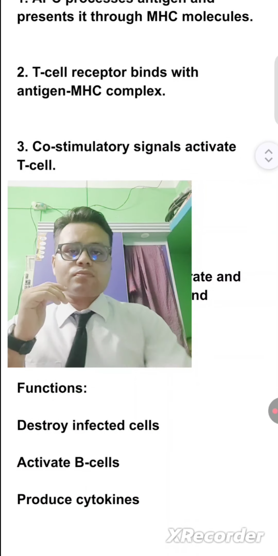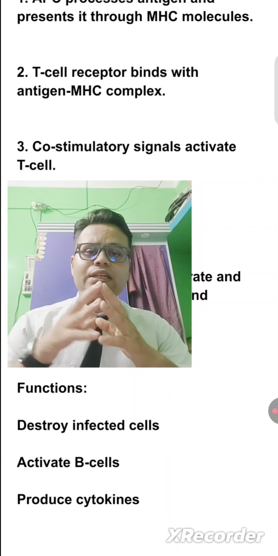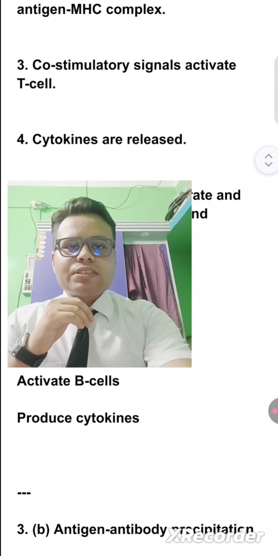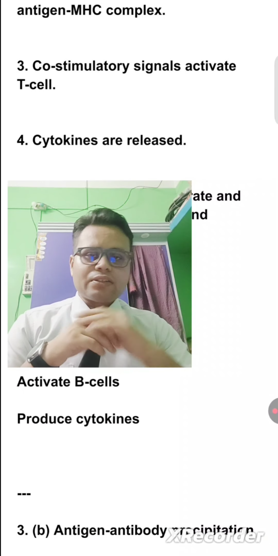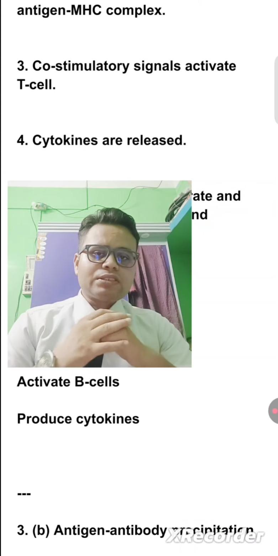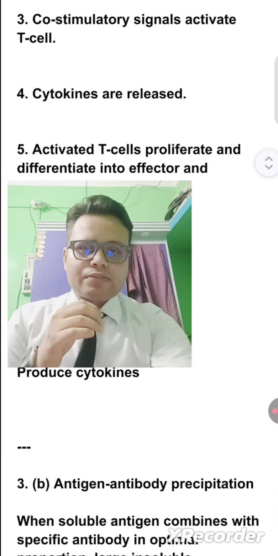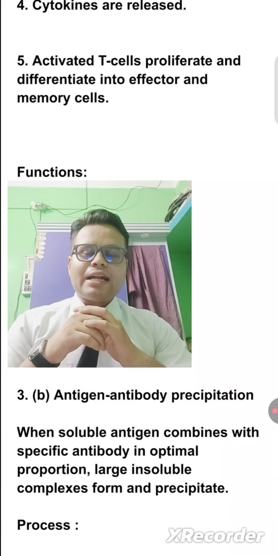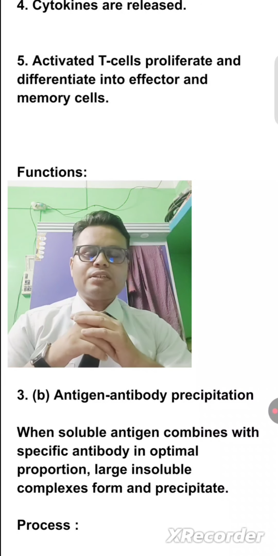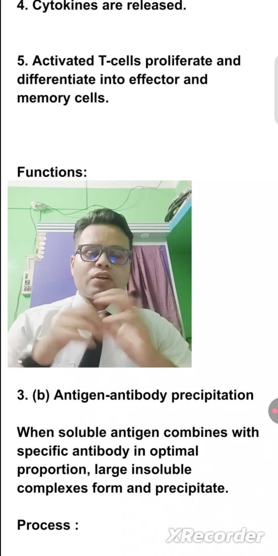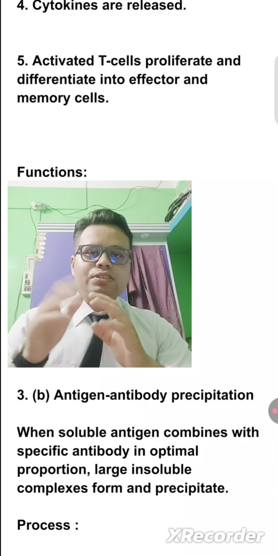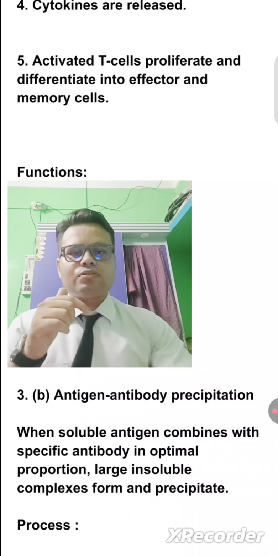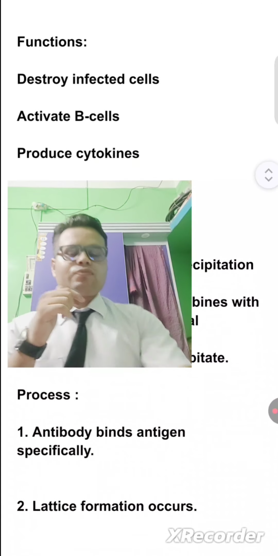After that, the T cell receptor binds with the antigen MHC complex. Number three, a co-stimulatory signal activates T cells, that also comes under it. After that, cytokines are released. Next, activated T cells proliferate and differentiate into effector and memory cells. That is also included. Next, we're talking about the functions.